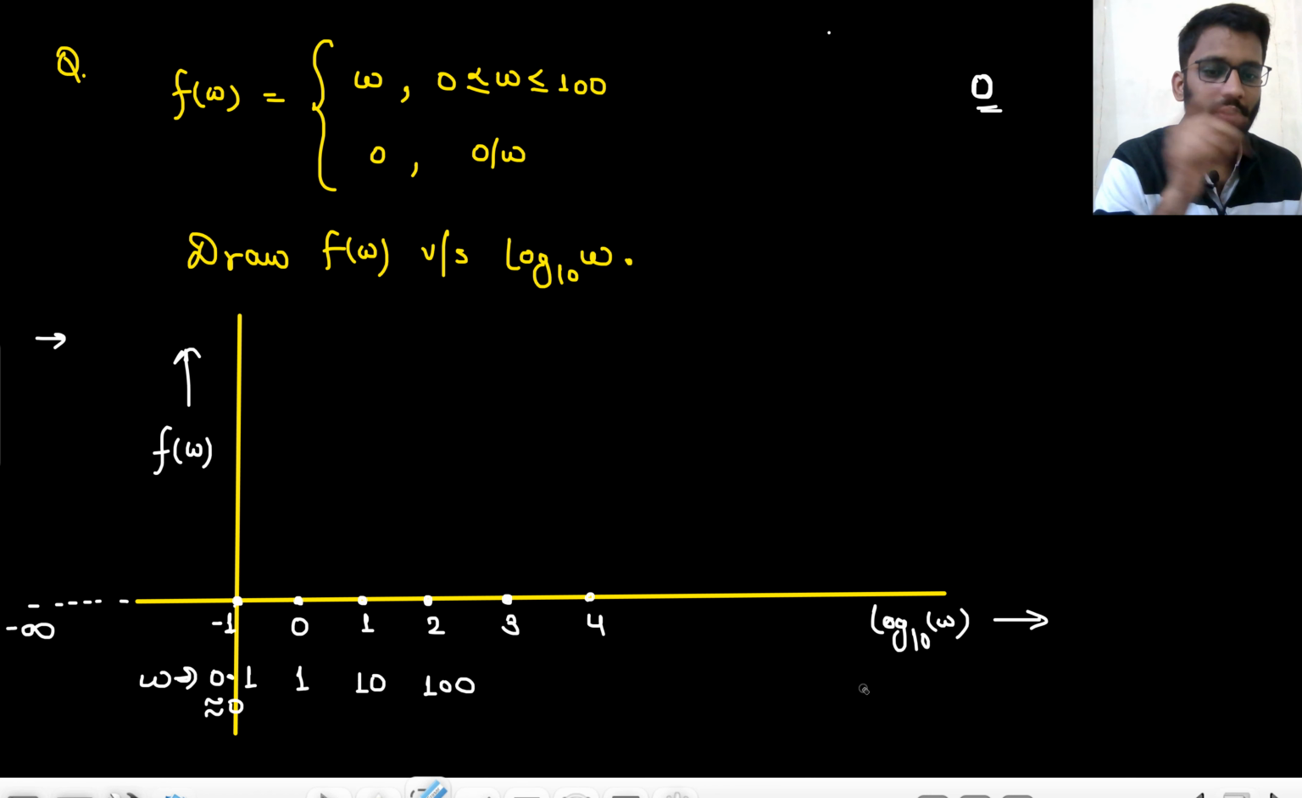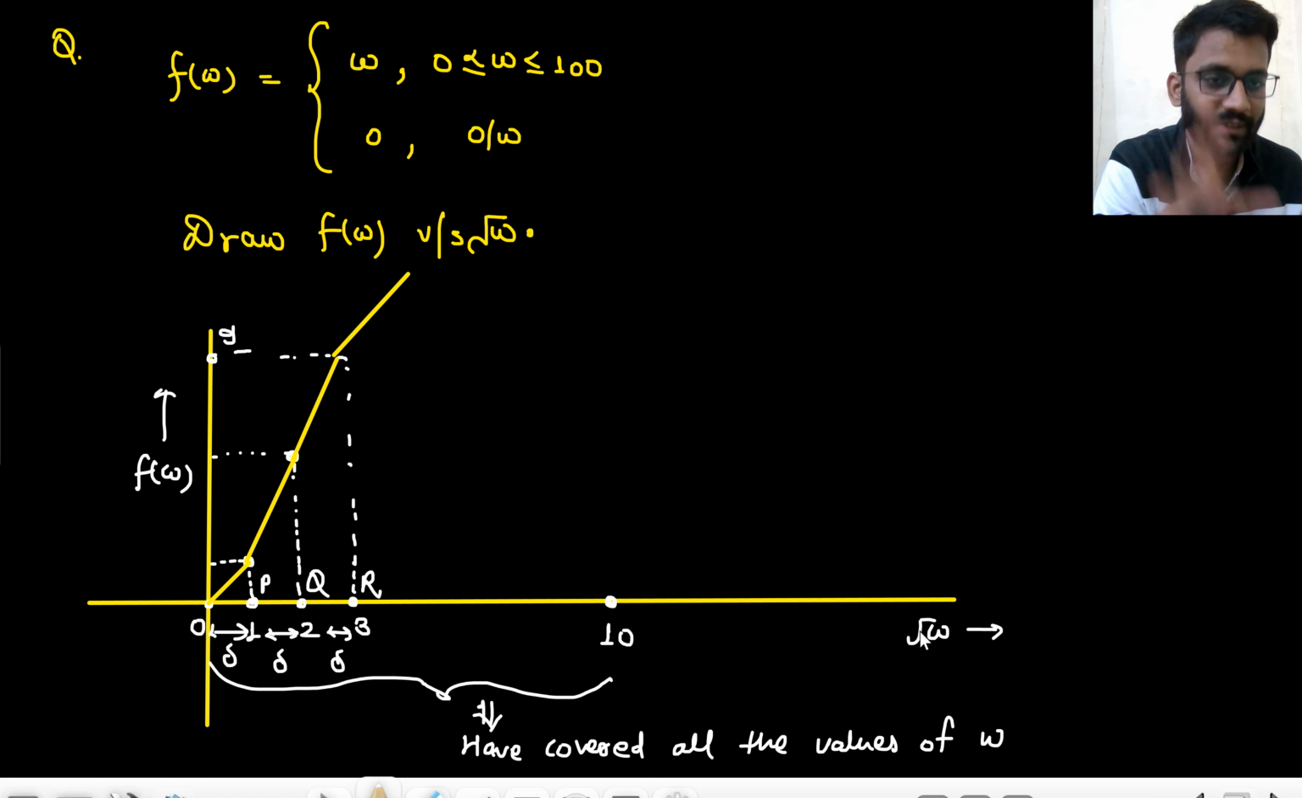Look, this axis is of log tan omega. This is a log axis. So I will put the value of log only. In the earlier case, this was the root omega axis, so I was putting the value of root omega only. Here my root omega was 3, that means omega was 9. Are you getting my point?